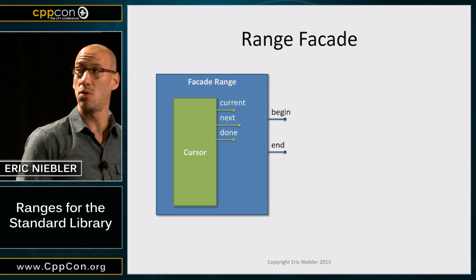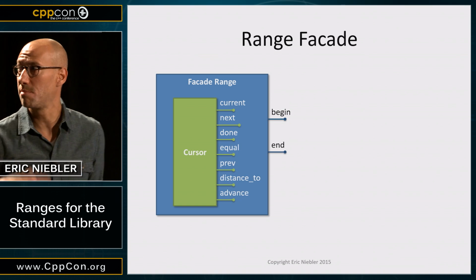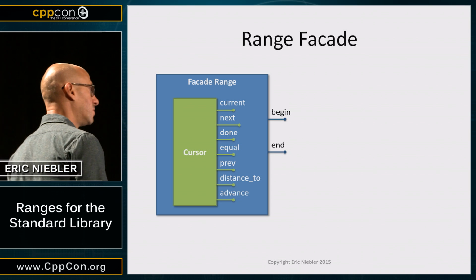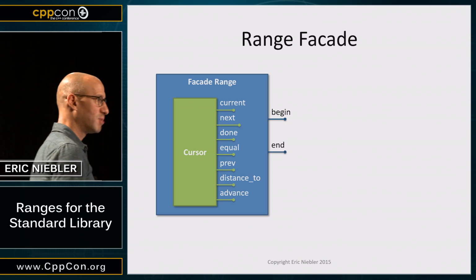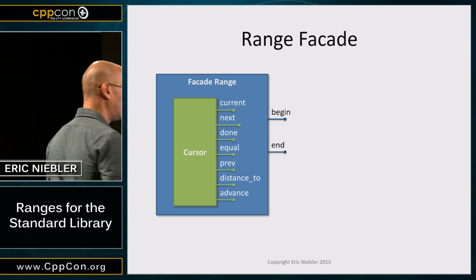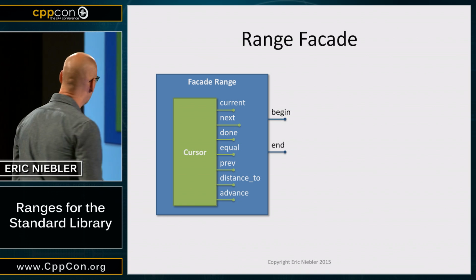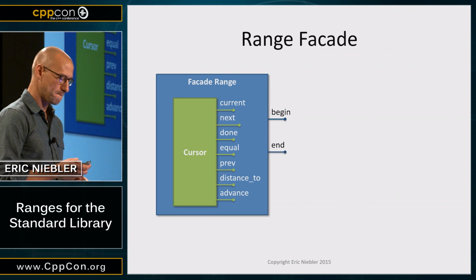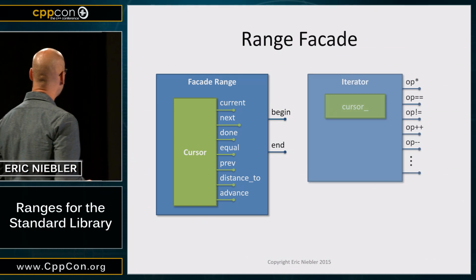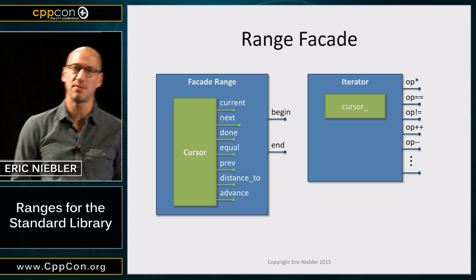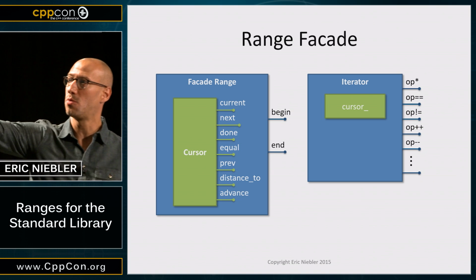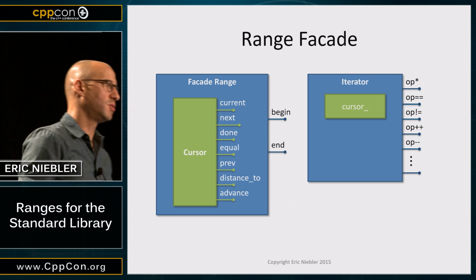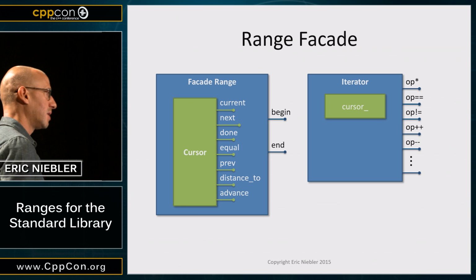You can implement more if you want. You can implement equal, prev, distance to, and advance. If you implement equal, you get a forward iterator instead of an input iterator. If you implement prev, you get a bidirectional iterator. If you implement distance to and advance, you get a random access iterator. So this is the iterator that gets generated. It's going to store one of those cursor objects, and it's going to implement the full zoo of input iterator operations.